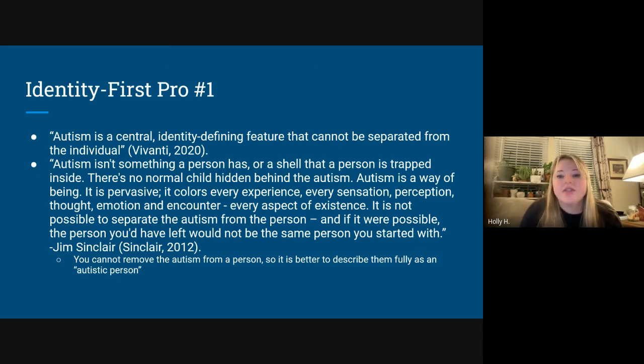So he says that autism isn't something a person has or a shell that a person is trapped inside. There is no normal child hidden behind the autism. Autism is a way of being. It is pervasive. It colors every experience, every sensation, perception, thought, emotion, and encounter, every aspect of existence. It is not possible to separate the autism from the person. And if it were possible, the person you'd have left would not be the same person you started with. That being said, you cannot remove the autism from a person, so it's better to fully describe them as an autistic person.